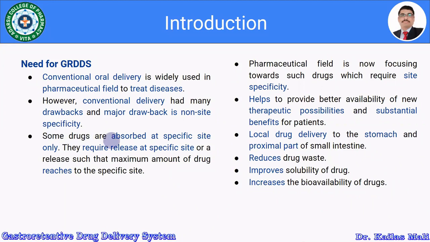Some drugs are absorbed at a specific site only. Already we have discussed that a few drugs are absorbed well in the stomach. There are some drugs which are absorbed in the small intestine, and they require a release at a specific site, or a release such that the maximum amount of drug reaches the specific site. Now, the pharmaceutical field is focusing on such drugs which require site specificity.